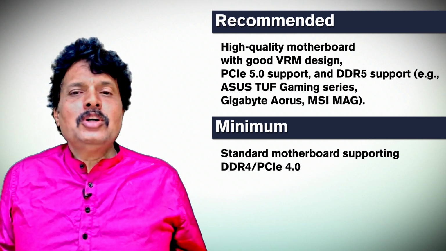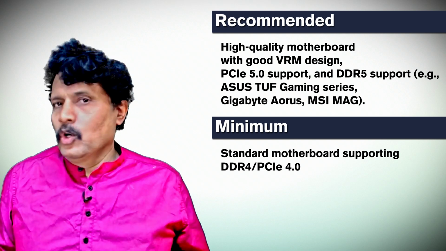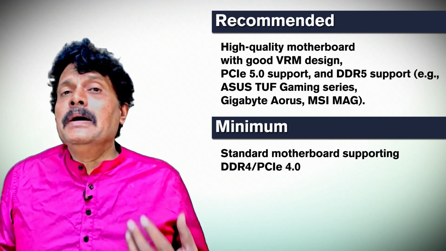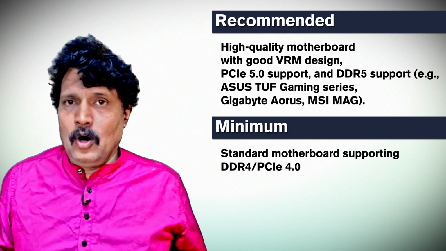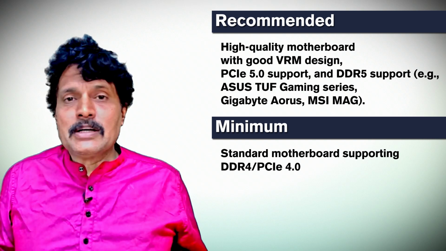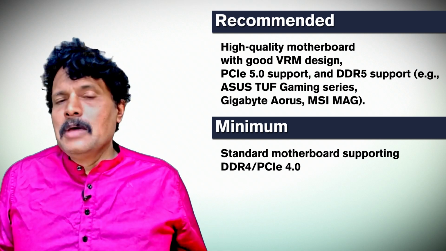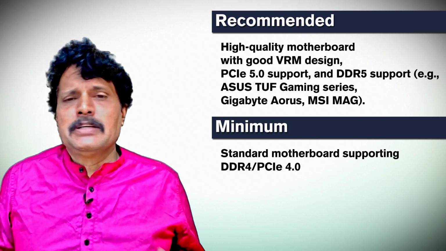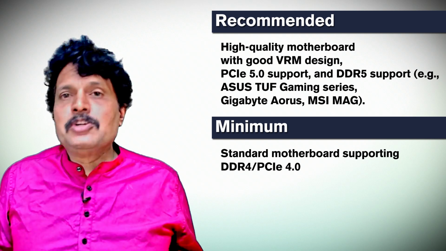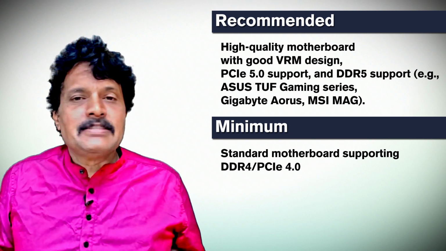Because motherboards with good VRM, VRM stands for voltage regulator modules. So it supplies constant voltage to the CPU. It ensures stable CPU performance, which is critical for sustained workloads. Because your CPU, when you are running Unreal 5.5, will be running constantly at 75 to 80% usage. And when it is using that resource, you should have a constant voltage supply. That's why see that your motherboard has a good VRM.